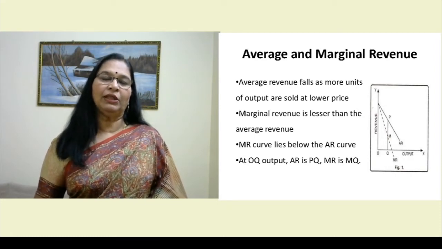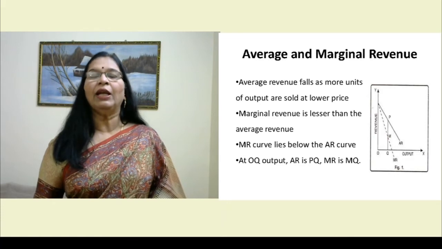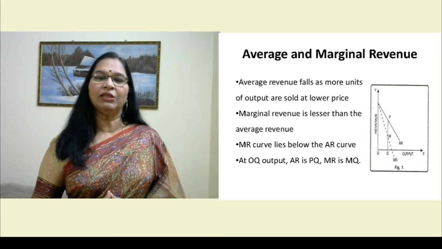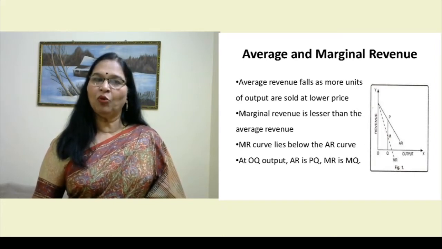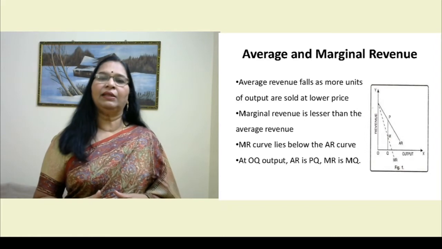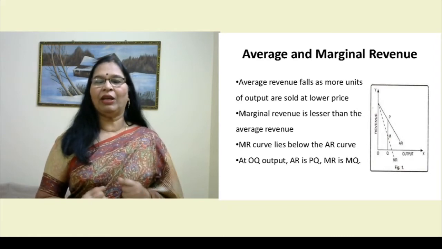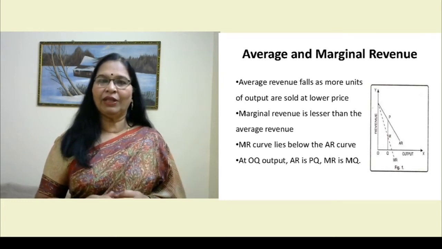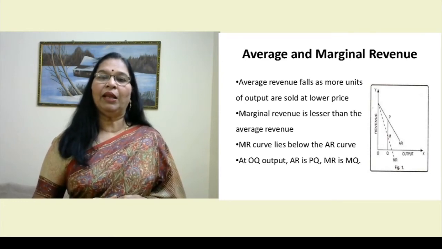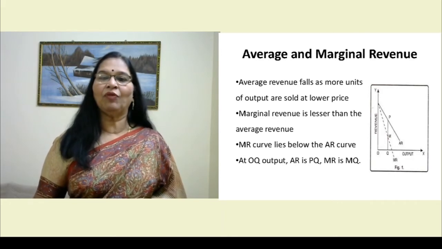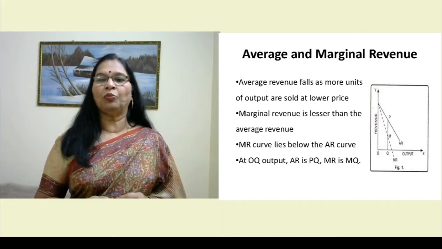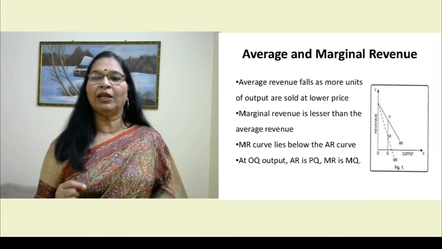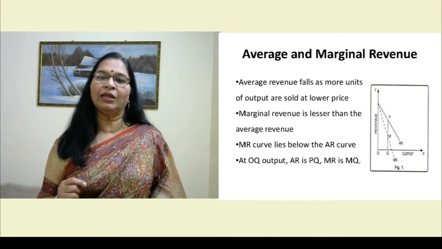And also, since there are no substitutes for the commodity, it has got a relatively inelastic demand curve. So the marginal revenue that it is getting by selling more units is lesser than the average revenue. Again, please watch the video on revenue, because these examples are given there along with a table. Then the marginal revenue will be below the AR curve, and at OQ output, AR is PQ and MR is MQ.